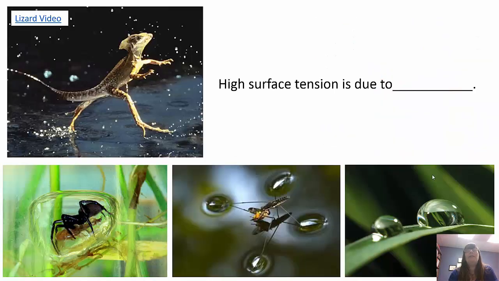Again, the high surface tension, I've already said, is due to that cohesion. But some bugs can walk on water. You see the droplets of water, the bugs inside the droplet. And there's a lizard video up there that you can watch.